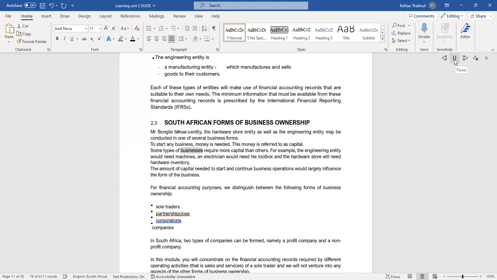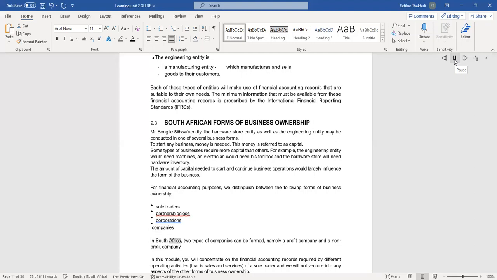Some types of businesses require more capital than others. For example, the engineering entity would need machines, an electrician would need his toolbox, and the hardware store will need hardware inventory. The amount of capital needed to start and continue business operations would largely influence the form of the business. For financial accounting purposes, we distinguish between the following forms of business ownership. Sole traders, partnership, close corporations, companies.